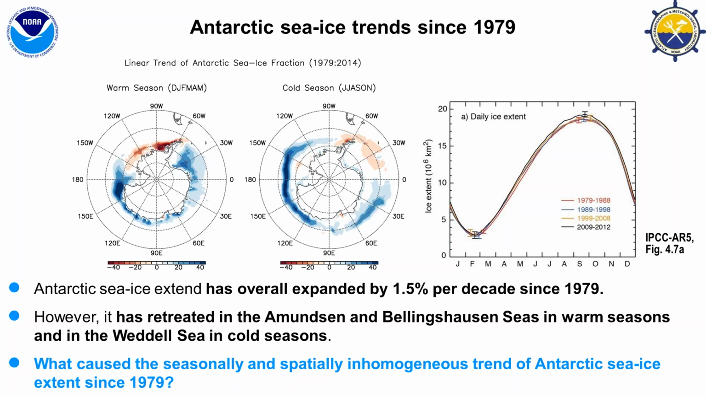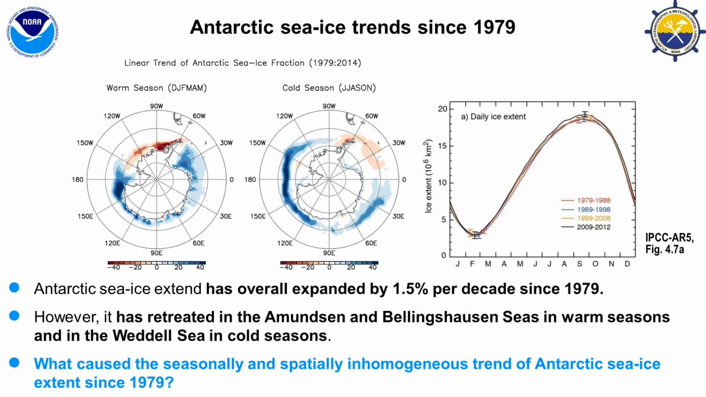But you see in the Bellingshausen Sea and Amundsen Sea, the reduction is very, very high there. So that's for the warm season. But if you take a look at the cold season, it's a different story because it's increasing over here. And if you take a look at the Weddell Sea, it's increasing during the warm season and it's decreasing in the cold season. So it's very complicated. It's a kind of mirror image between this Eastern Pacific side and the Atlantic side, like this. And then other regions are all just increasing in all seasons.